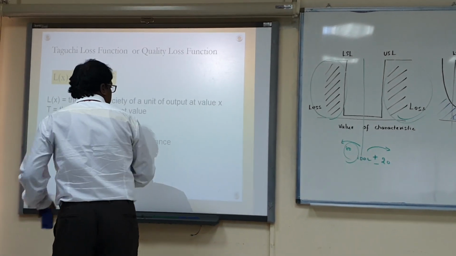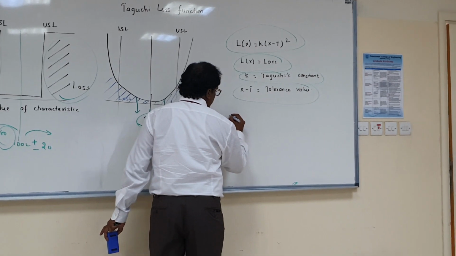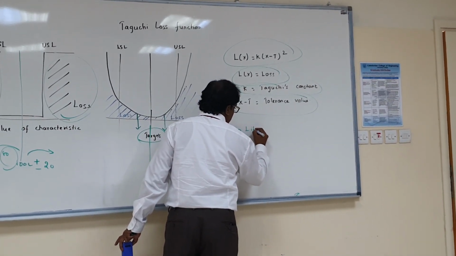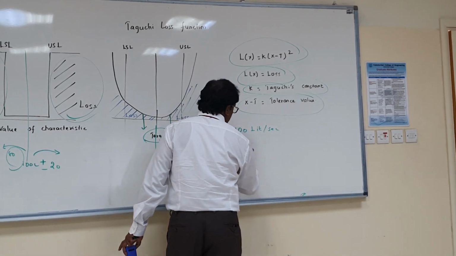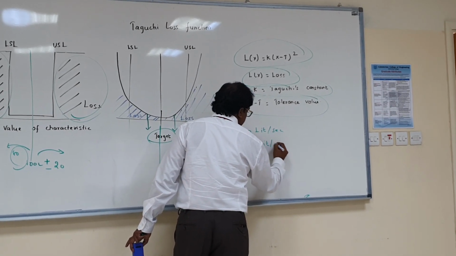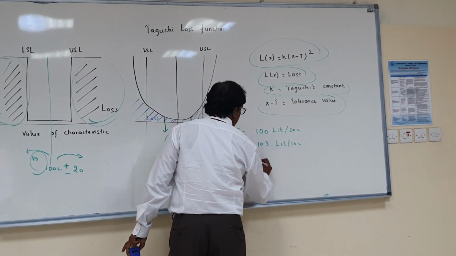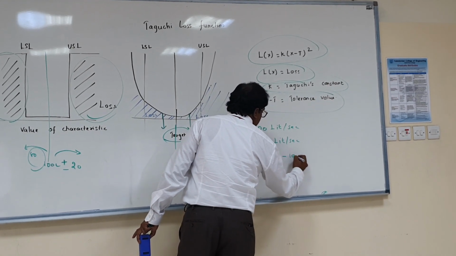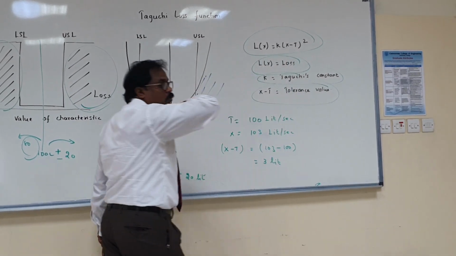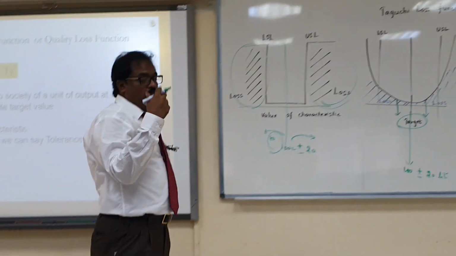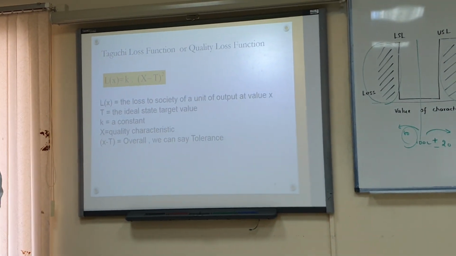So this one will be the tolerance, you can say. See, for example, t, the target value, is equal to 100 liters per second. Originally, how much am I getting? X is equal to 103 liters per second. So x minus t, how can I calculate? 103 minus 100, then it will come to 3 liters. Then after that you have to square it and multiply with the Taguchi constant to get the loss function. So this is what we are going to find using some examples.